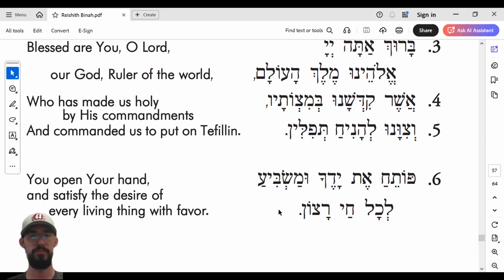Ani save'a. I am full. Lechol chai ratzon, every living thing with favor. The syntax is a little more complicated here because it's poetic language, but it's a decent translation.